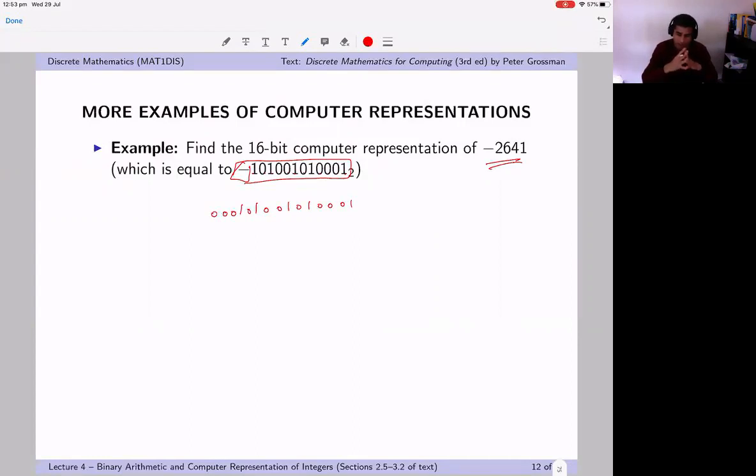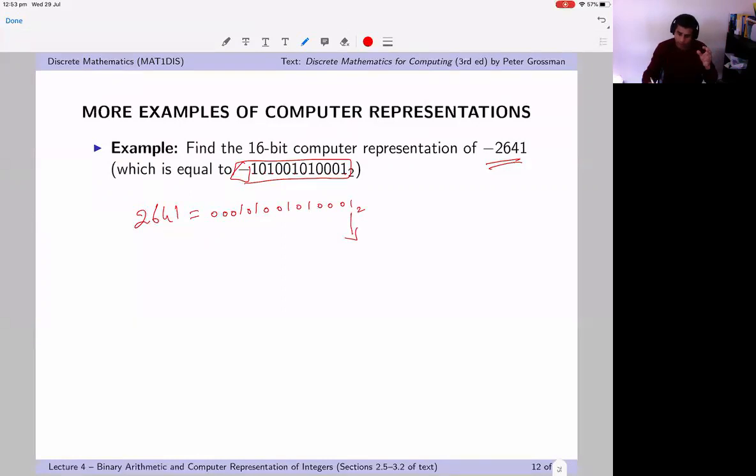So this is my 15-bit representation of 2,641. Now what I want to do is represent this number, store this negative. Since it's a negative number, I have to use the 2's complement method to start with. Now there are no trailing zeros here.